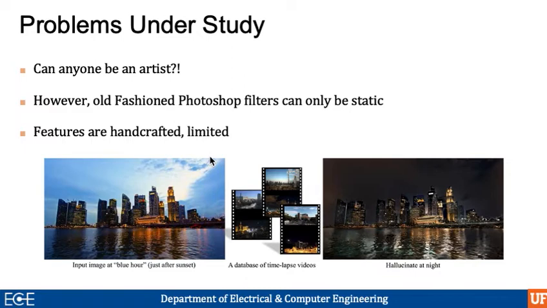Because at that time, old-fashioned Photoshop filters could only take static photos, and they could only tweak the picture a little bit, and those features are highly handcrafted and limited. And you can see down below here, people took a photo of a sunset, and they tweak it a little bit, and they will come to a static hallucinated night.